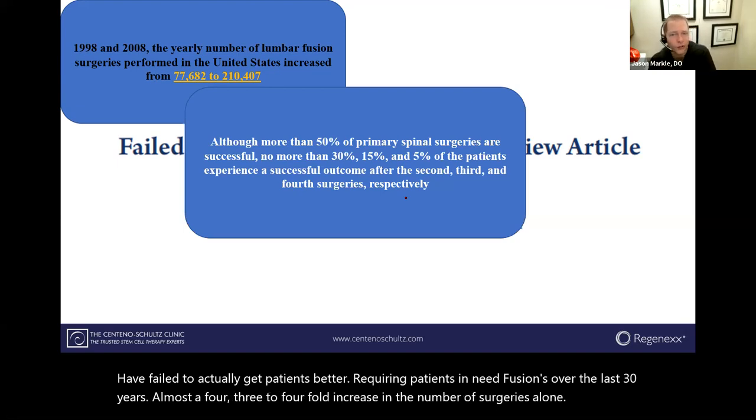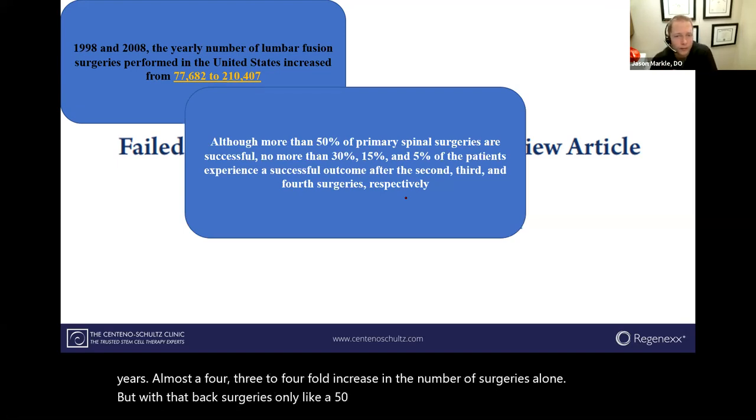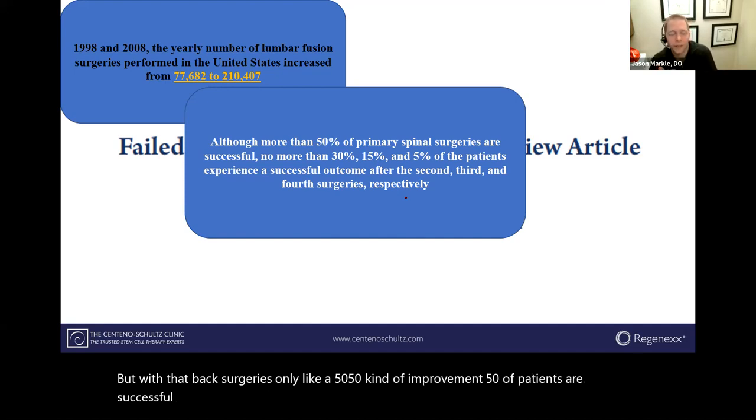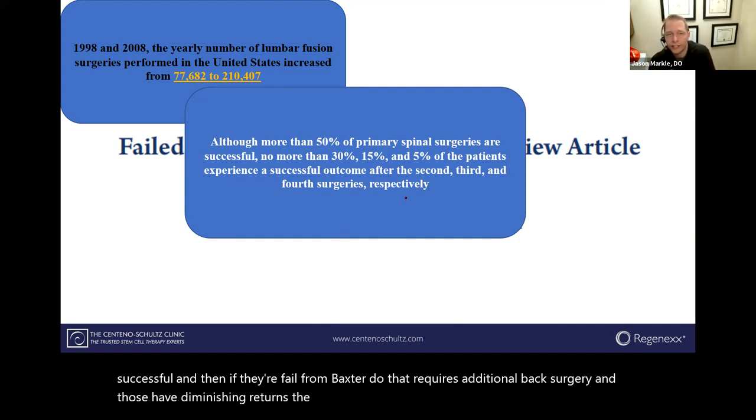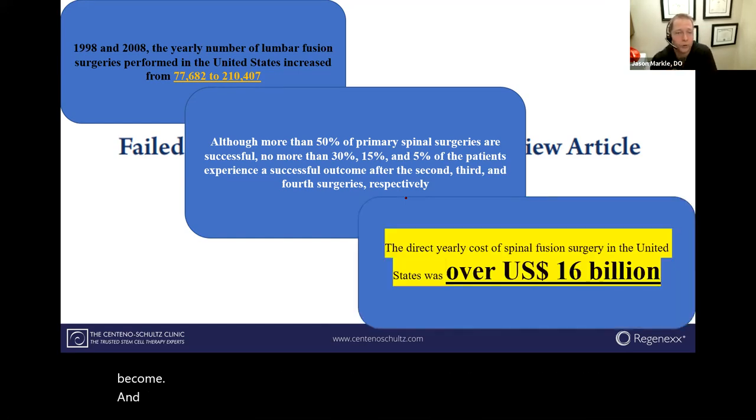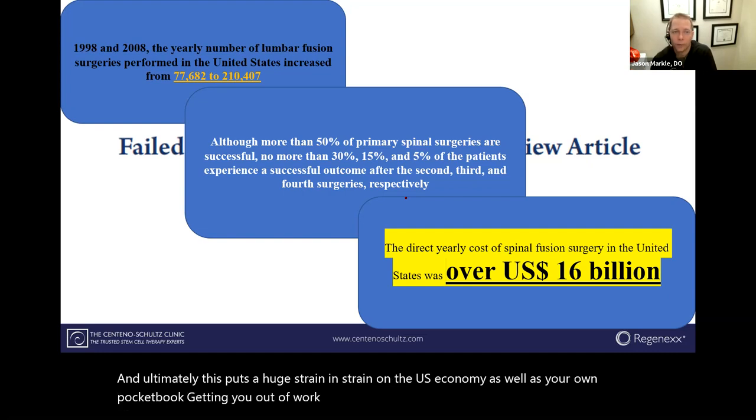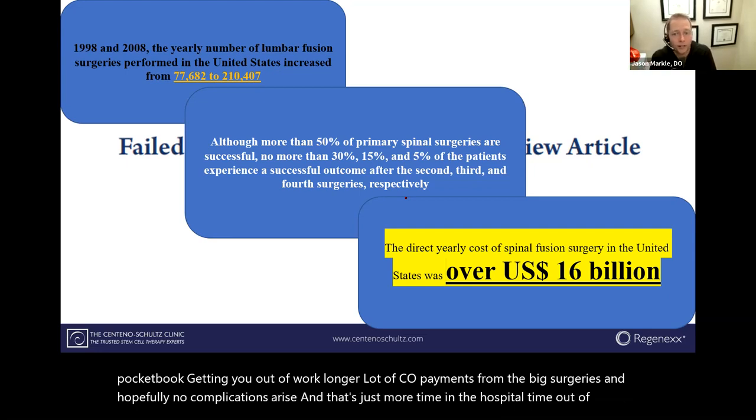But with that, back surgery is only like a 50-50 kind of improvement. 50% of patients are successful. And if they fail back surgery, that requires additional back surgery, and those have diminishing returns. The more back surgery you do, the less successful it tends to become. Ultimately, this puts a huge strain on the U.S. economy, as well as your own pocketbook, getting you out of work longer, with a lot of co-payments from the big surgeries, and hopefully no complications arise. That's just more time in the hospital, time out of work, and more costs to the bottom line.